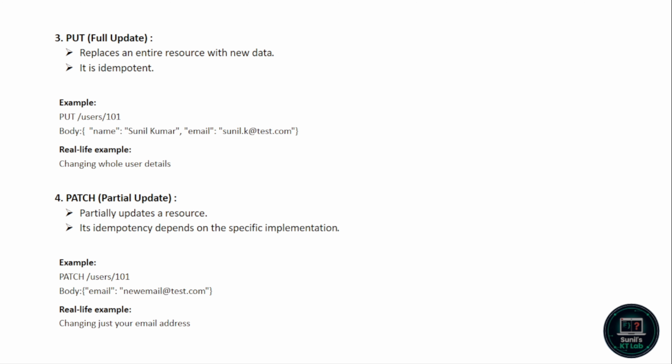Then fourth is PATCH, which allows for a partial update, and it may or may not be idempotent based on the specific implementation. A real example is changing just your email address. Earlier the user sent their details with name and email ID. Now the user wants to change only the email ID, so they will use a PATCH request.